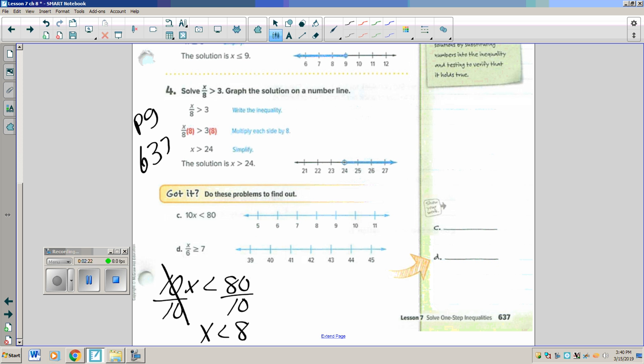Graph it. Open circle on 8 because it's not equal to, going to the left.